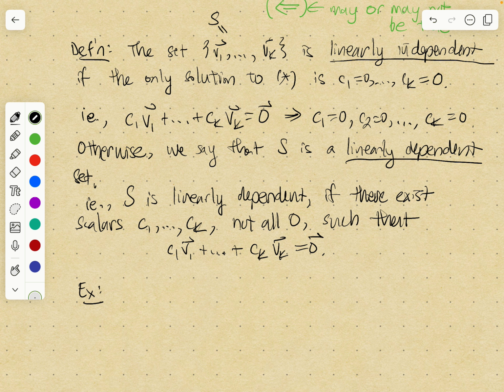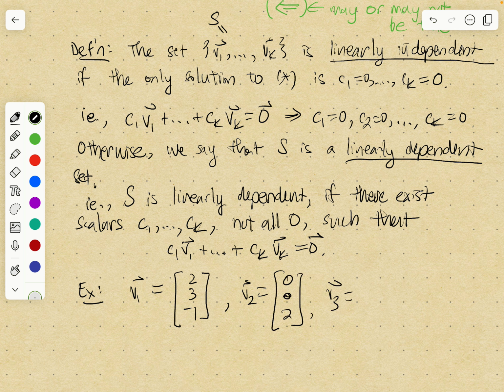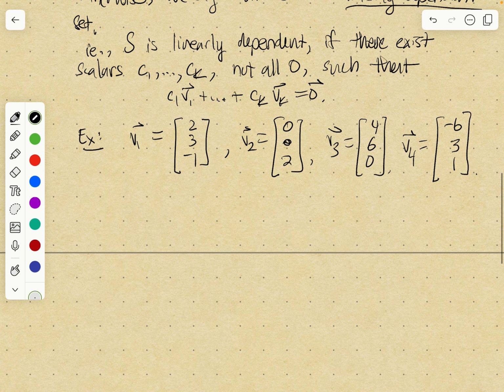Let's say that I have V1, which is (2, 3, -1), V2, which is (0, 0, 2), V3, which is (4, 6, 0), and V4, which is (-6, 3, 1). So these are vectors in R3.